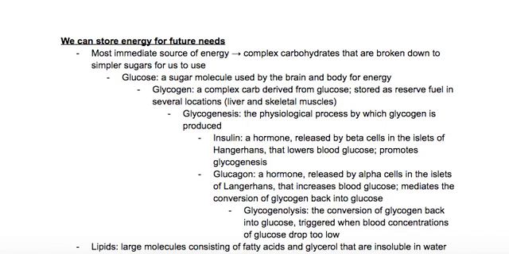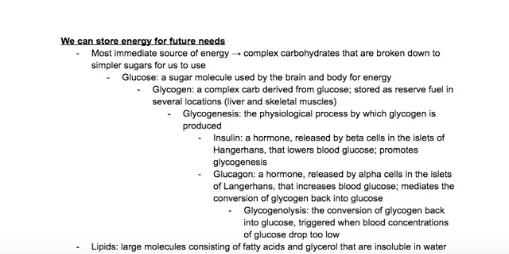Chapter 13, Segment 3 starts with discussing how we can store energy for future needs. Our most immediate source of energy are complex carbohydrates that are broken down to simpler sugars for us to use. These include glucose, and glucose can be further converted into glycogen, which is stored as a reserve fuel in several locations. The process by which this occurs is glycogenesis.